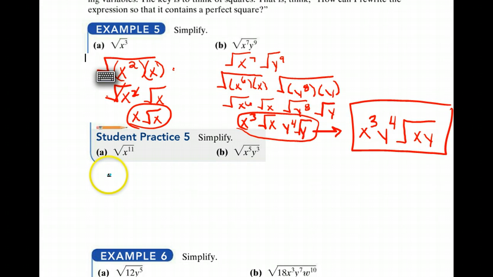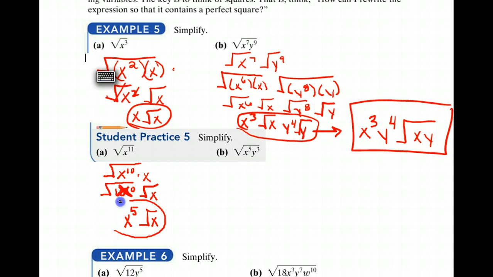So you should have thought to yourself, well, I want to subtract 1 from my 11 and split this into x to the 10th times x. Break it up into 2 different radicals and have x to the 10th times the square root of x. Use that division of 2 there and do 10 divided by 2 makes 5. So you're going to have x to the 5th times square root x, and there's your final answer.